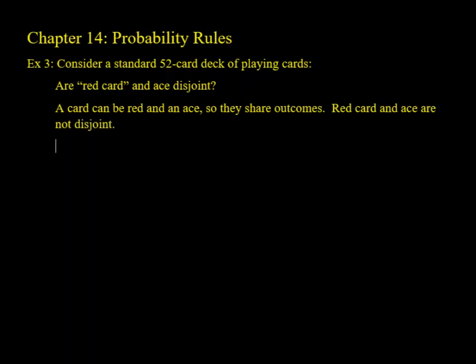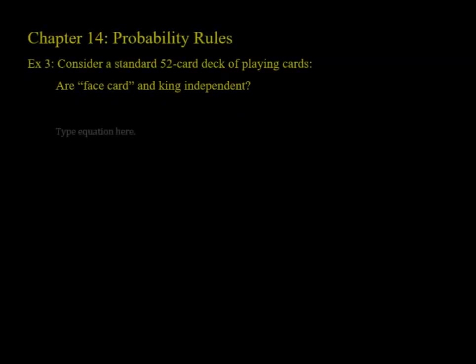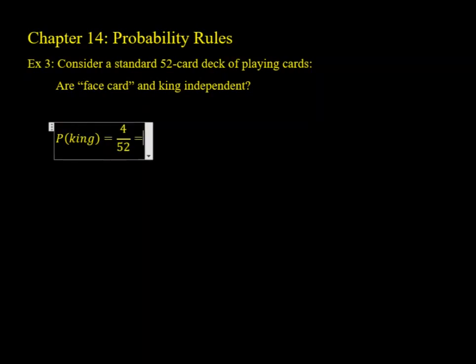Are face card and king independent? So again, let's look at the probabilities. Let's find the probability of a king and the conditional probability. So probability of king is 4 over 52, which equals 1 over 13.